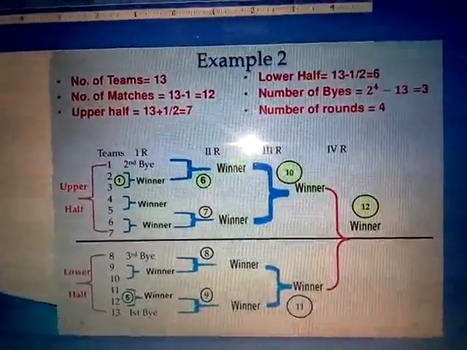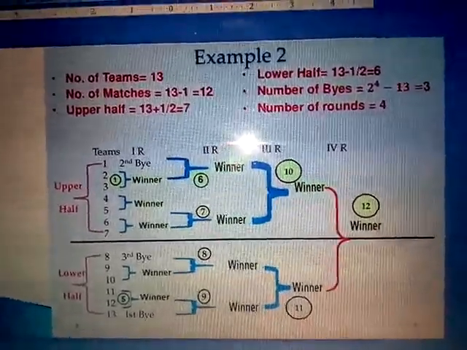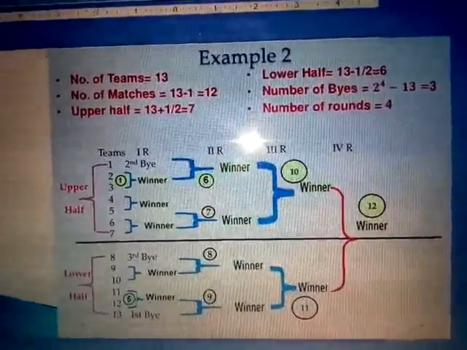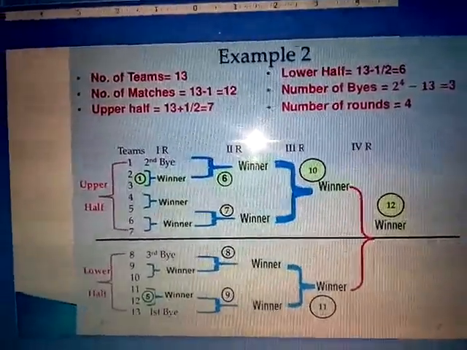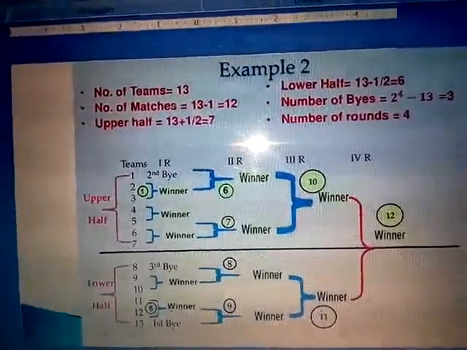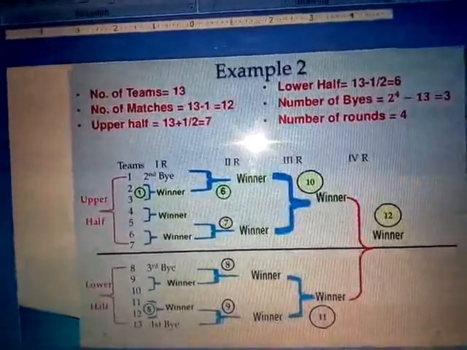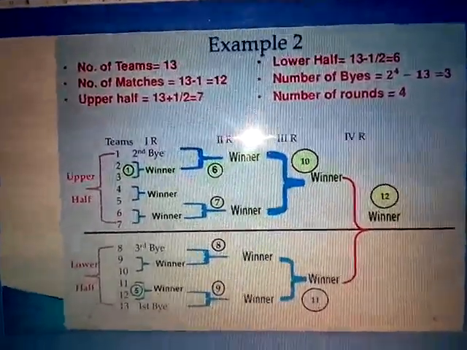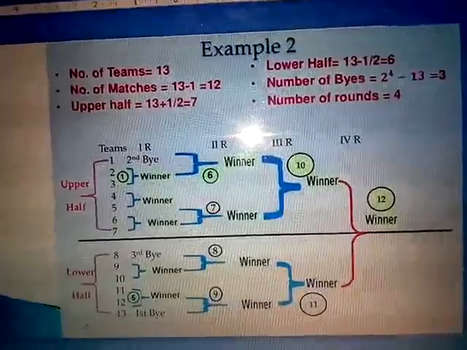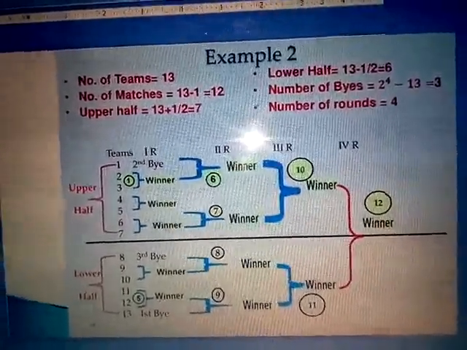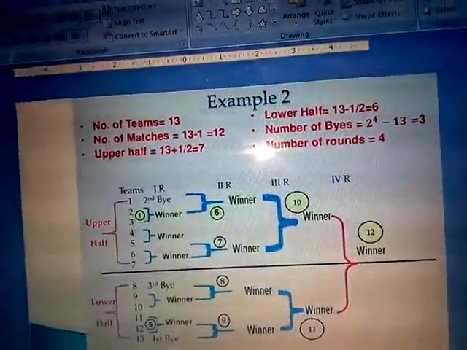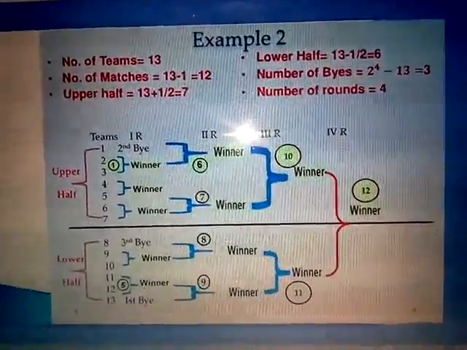You can see the bye system, how to give the byes. The first bye is given to the last team of the lower half. The second bye is given to the first team of the upper half. The third bye is given to the first team of the lower half, which is the number 8. So this is the way we can fix the byes. The number of rounds we can very easily count. Number of rounds is 4.